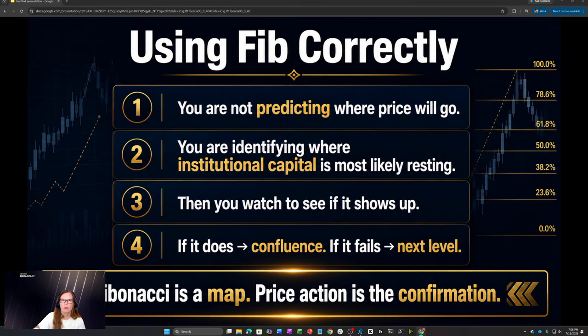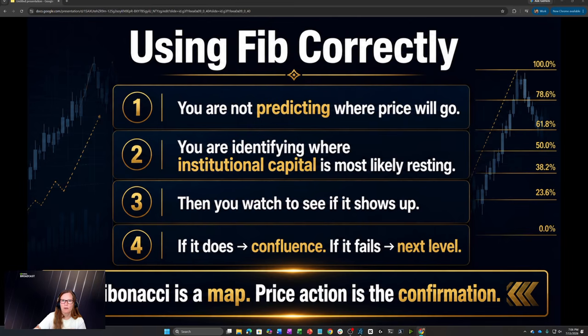And here's what I want you to understand about how this changes the way that you use these levels. You are not drawing Fibonacci levels as a prediction of where price will go. You are drawing them as a map of where significant capital is likely resting. When price approaches a key level, you're watching to see if that capital shows up. If it does, you have confluence. If the level fails cleanly, you move to the next one. That is the foundation. Fibonacci works because human psychology and institutional capital both cluster around these ratios.